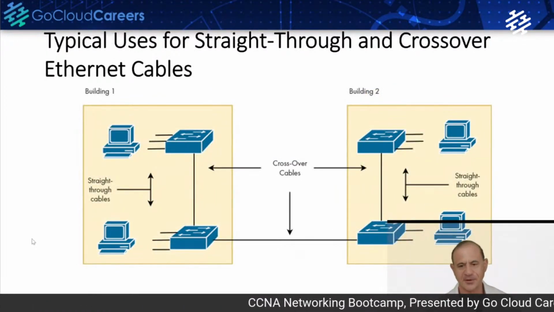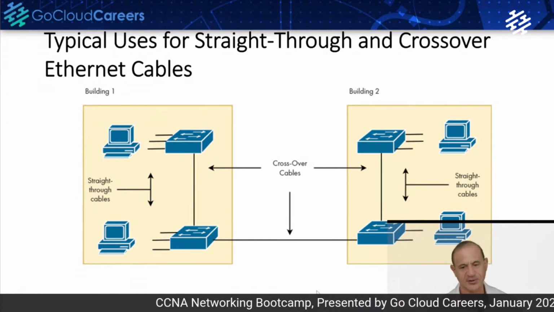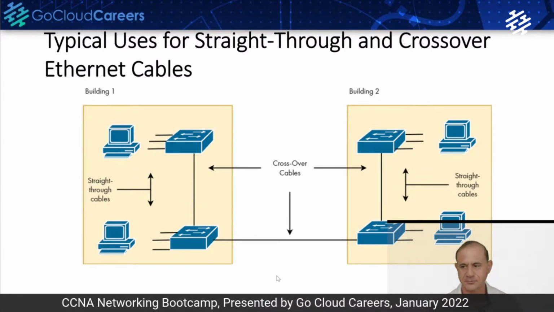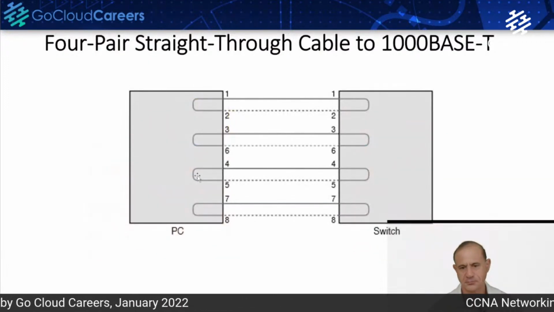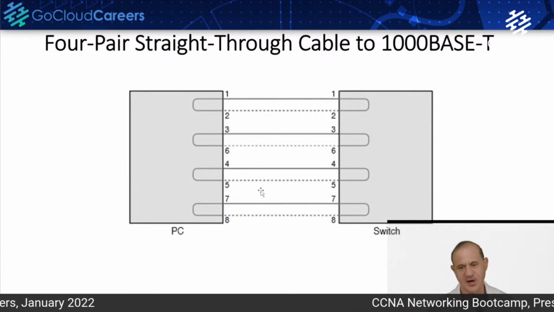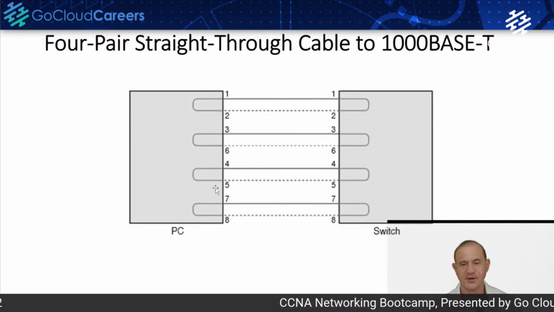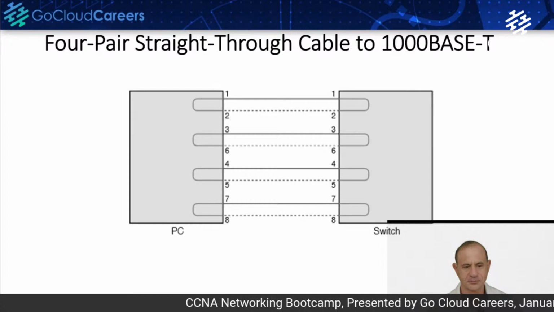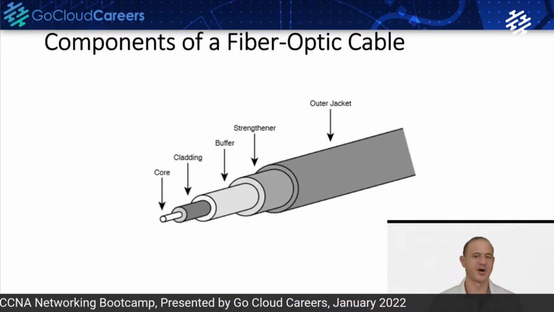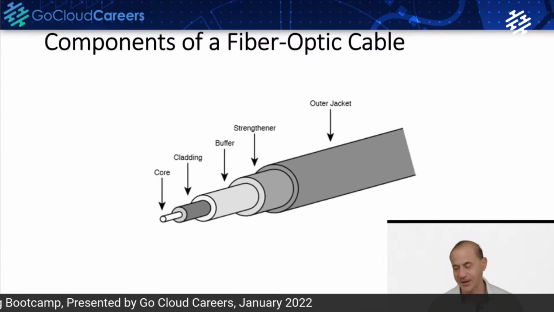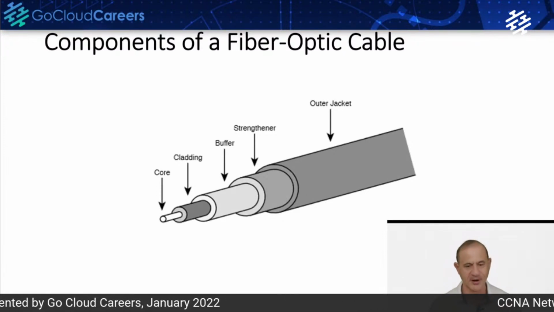So here's an example. Switch to switch, we're running crossover cables. And you can actually see what the wires physically look like with a straight cable. And here you can see what some fiber optic cables look like. I'm not a layer 1 guy. I've been a layer 3 guy my whole career.